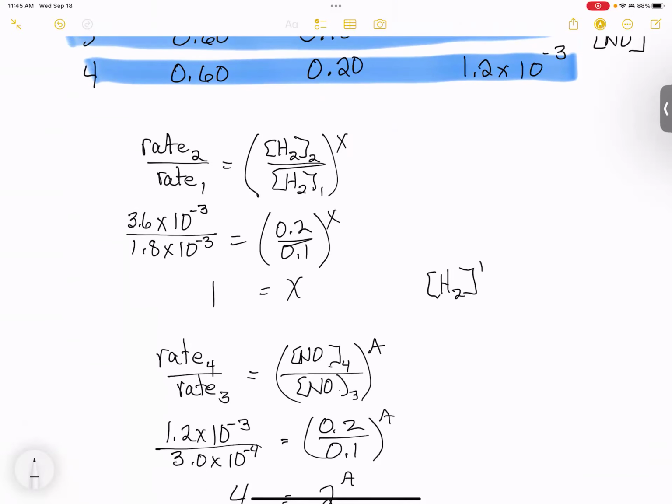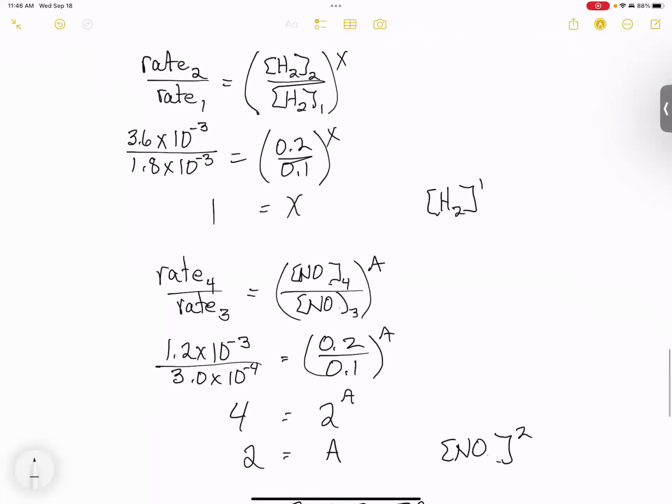So for the hydrogen, I used experiment 2 and experiment 1 because the nitrogen monoxide was held constant. Therefore, when I calculated it out, the order for hydrogen came out as 1. For the nitrogen monoxide, I used experiment 3 and experiment 4 because the hydrogen was held constant. And you should have gotten an order for the nitrogen monoxide of 2.